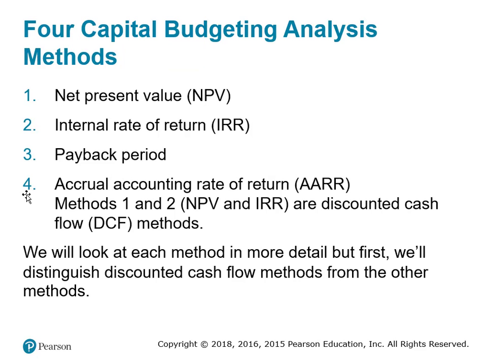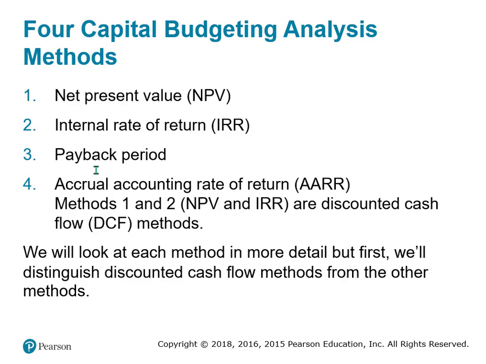So we've got 4 capital budgeting analysis methods that you need to know. The first is net present value, then internal rate of return, and these 2 are the discounted cash flow methods. And then the payback period and accrual accounting rate of return. So we'll look at each method in more detail, but first you want to be able to distinguish these discounted cash flows from the other ones. The thing of it is people use them. These are the closest to what the numbers are really going to be.